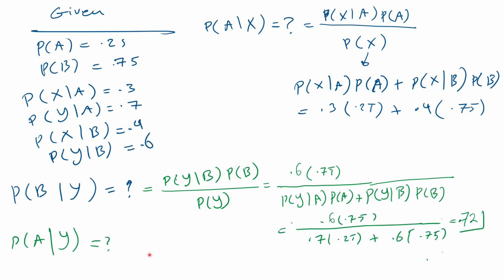What if I ask you what's the probability of A given Y? These two probabilities have the same domain, and these two are complements. So because they have the same domain, I can rewrite this as 1 minus the probability of B given Y, which is 1 minus 0.72, which is 0.28.